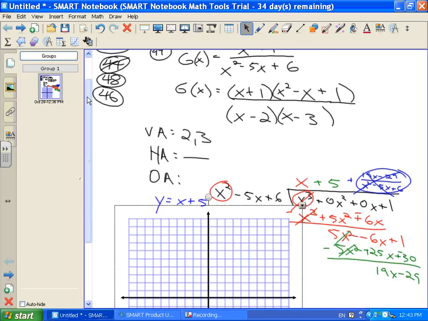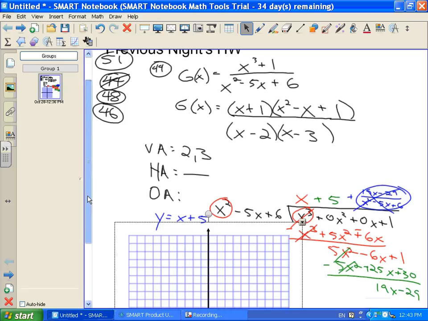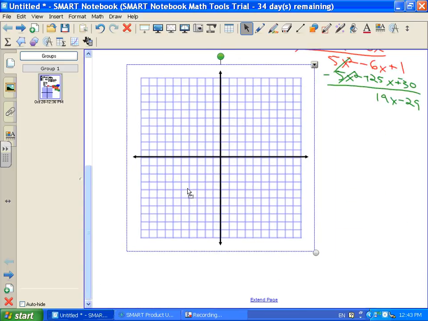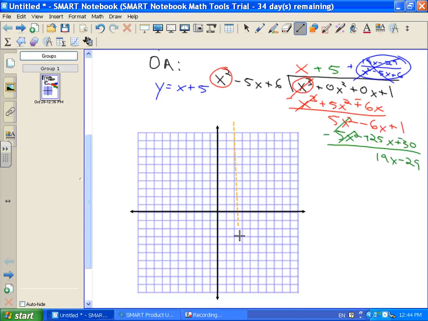Because the higher power is in the top and the bottom, those don't have horizontal asymptotes. The other kinds do. All right, so I know that I've got a vertical asymptote at 2. I've got a vertical asymptote at 3. Whoever uses the remainder? No. So yeah. Right, and then I'm going to have an oblique asymptote. Starts at 5. It's got a positive slope of 1.